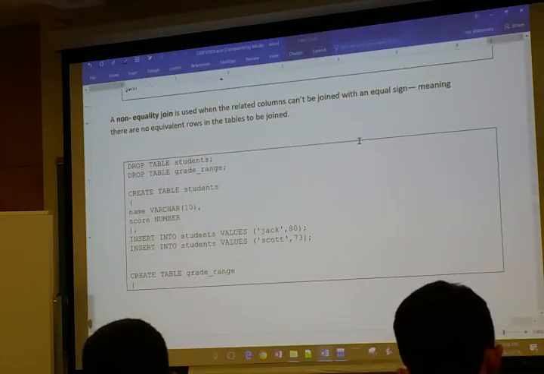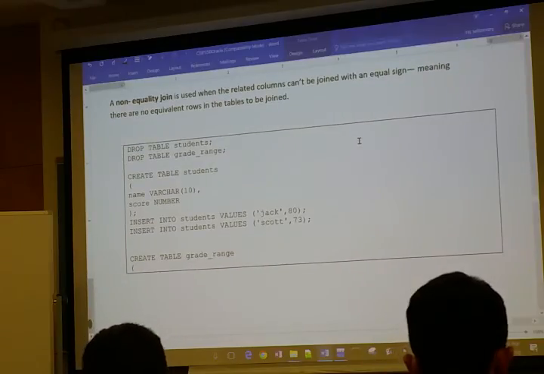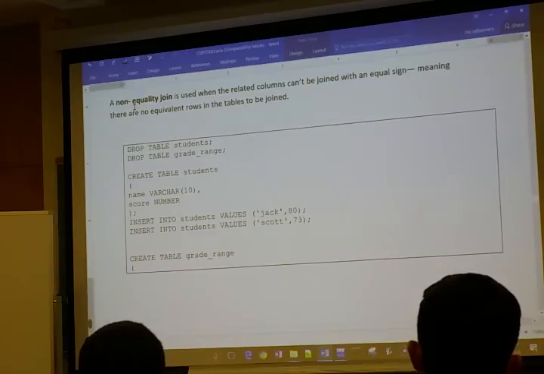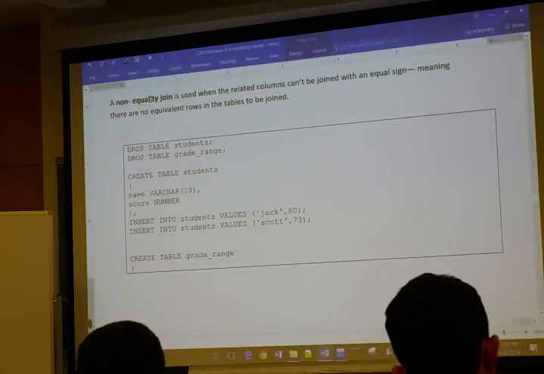Now, let's go ahead and take a look at this. This is a join as well, but it's a non-equi join, okay? The reason they refer to it as a non-equi join is because the columns are not matching up exactly. So let's find out what's going on.